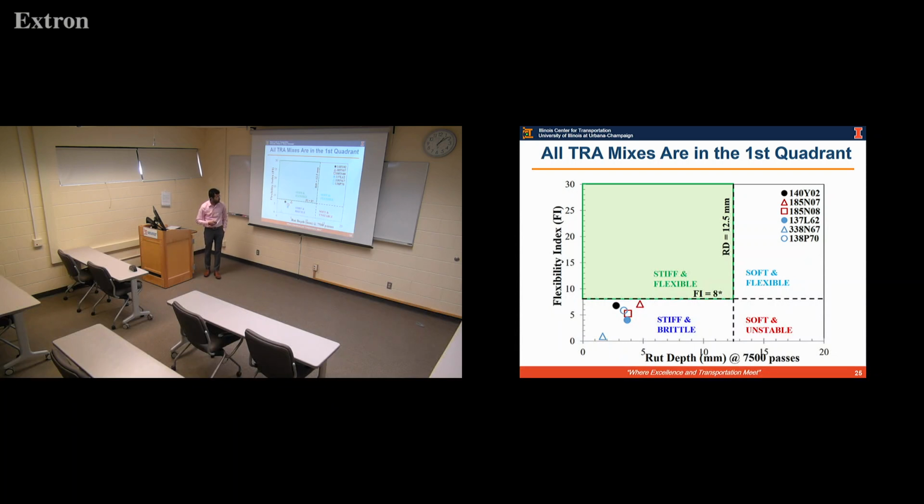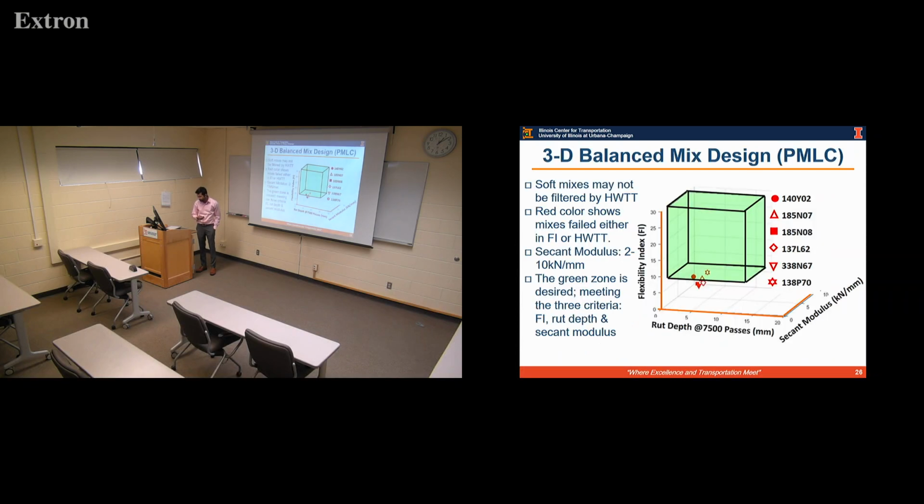plot, and we saw that the mixes generally fall in the stiff to brittle range because of the presence of recycle. Now within these mixes, the 338 mix stands completely out, and even 137 has a lower FI because of the fact that they have RCA in it, and that's causing it to behave in a much more brittle way compared to the other mixes, which are marginally on the line of IFIT value 8. However, all these TRA mixes are good in Hamburg.